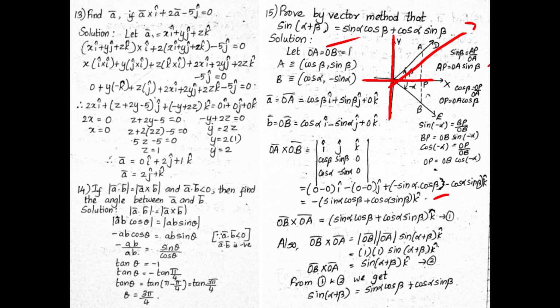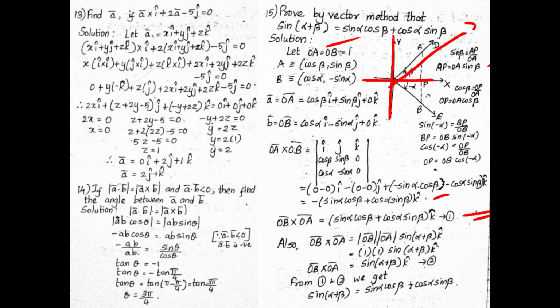So we have OA vector cross OB vector; we write it as OB vector cross OA vector to remove this minus sign. So the minus sign is removed, and it becomes OB vector cross OA vector is equal to sin alpha cos beta plus cos alpha sin beta k unit vector. This is equation 1.